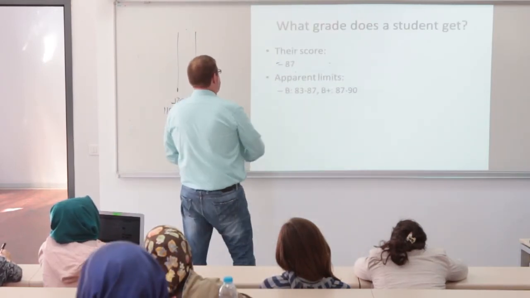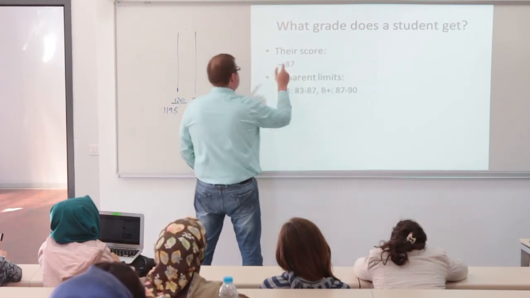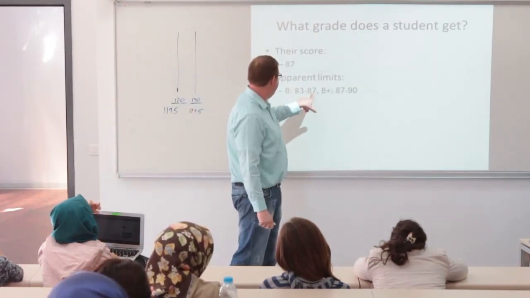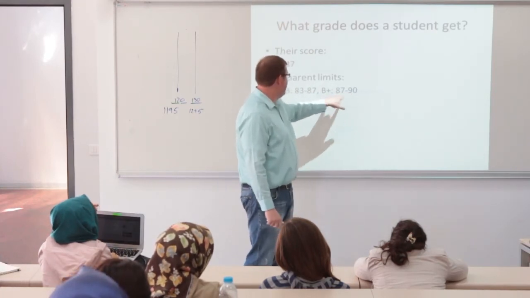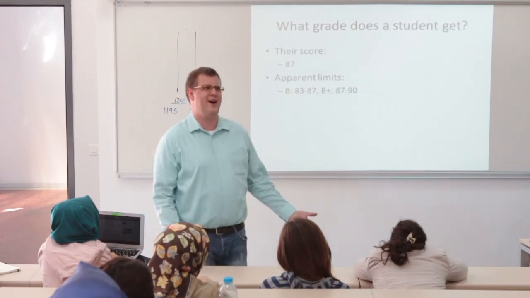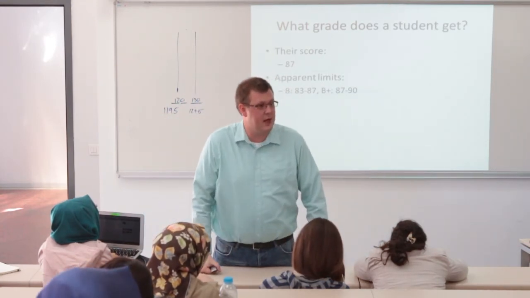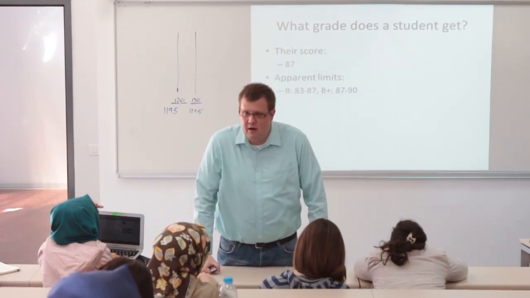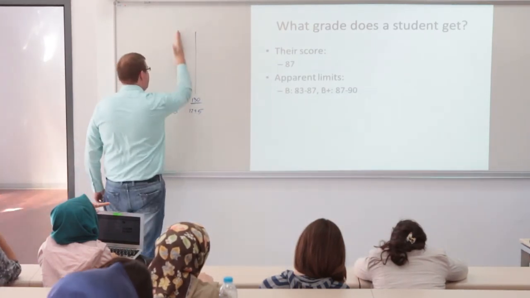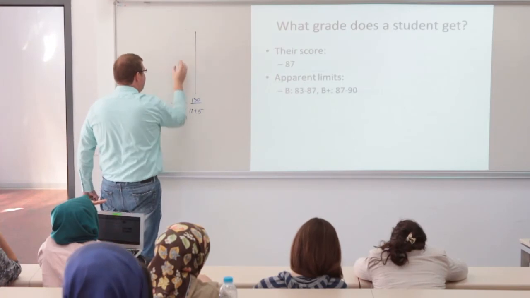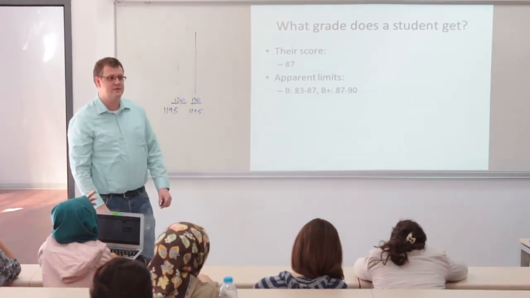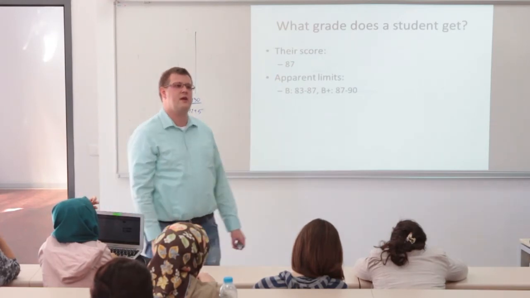Okay, so what grade does a student get? A student got the score of 87, and the apparent limits are 83 to 87 for a B, 87 to 90 for a B plus. They get a B plus. How do you know? I mean, that 87, right, that's this point here. So if you got exactly an 87, well that's like touching both of those bars. So how do you know that they get the B plus?